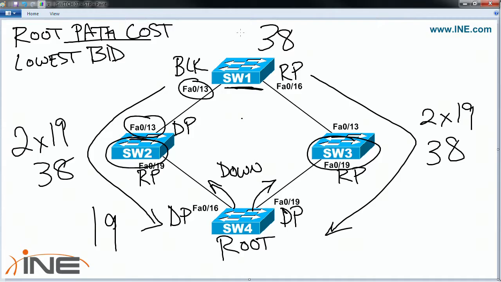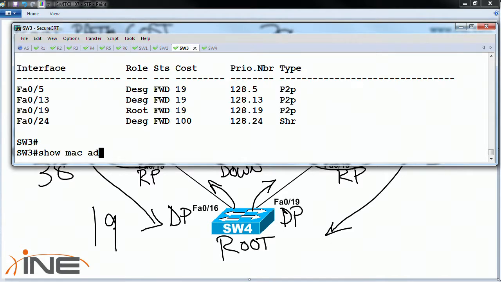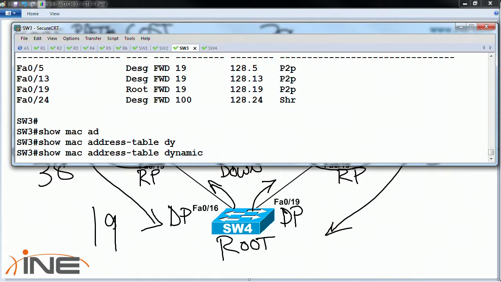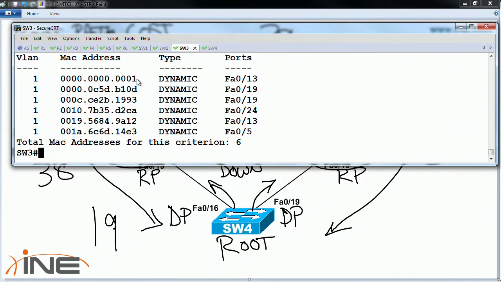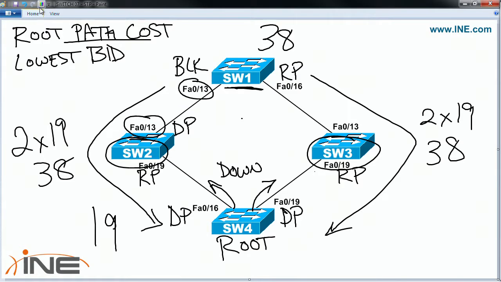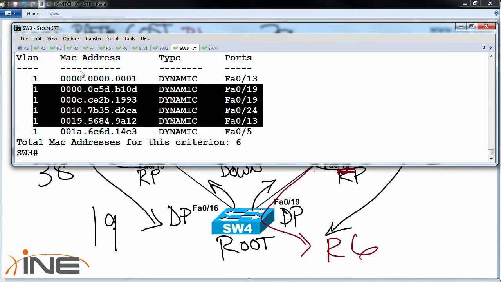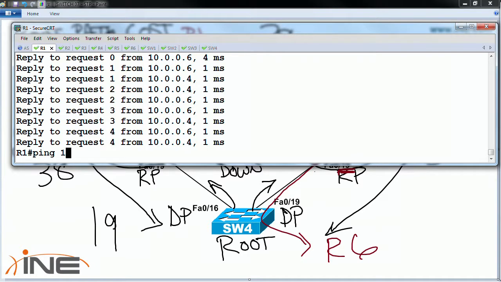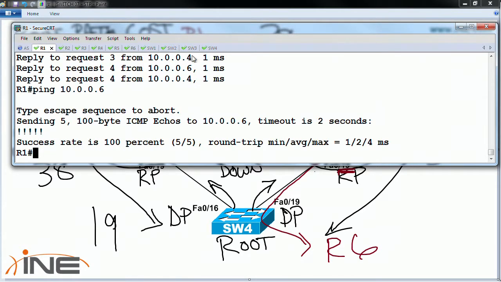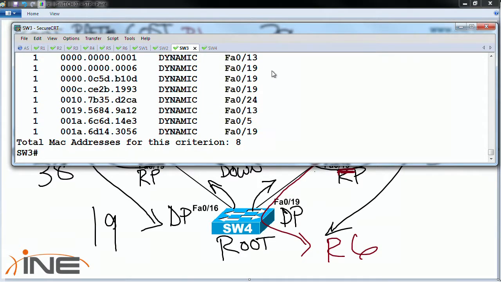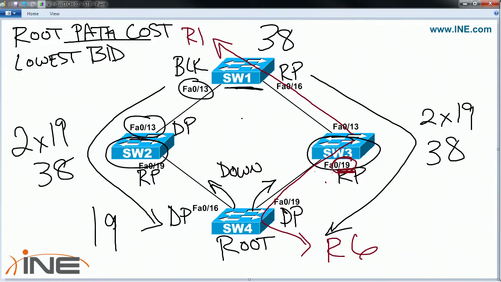This is why, when we looked at the MAC address table, if we were to go to switch 3 and say show MAC address table, showing the dynamically learned MAC addresses inside the VLAN 1 table, it said to reach router 1, I was sending my traffic in this direction, because router 1's up here. To reach router 6, which is over here, it's going to be using port number 19. Eventually you'll see that these addresses disappear out of the CAM table after a certain timeout. So when router 1 sends a packet again to router 6, the table should be refreshed, and switch 3 should now know that router 6 is located on port number 19.